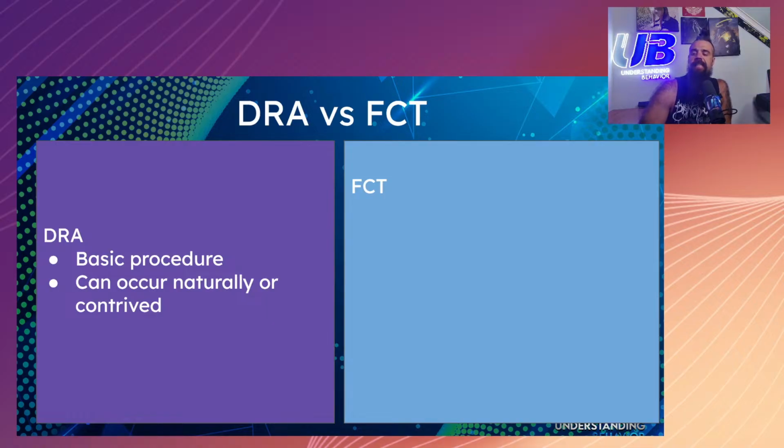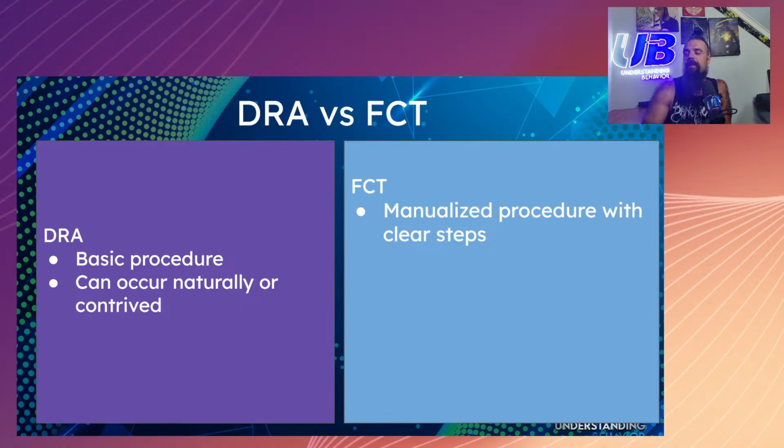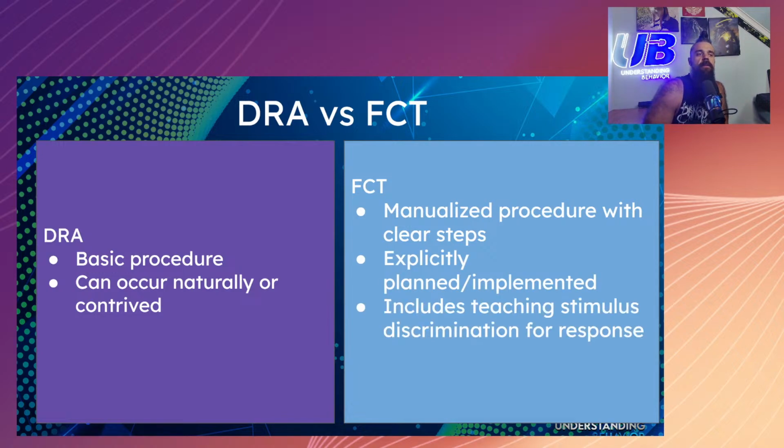When we're talking about FCT, a few key differences here. This is a more manualized procedure with really clear steps. So again, DRA occurs all the time in pretty much every moment of every day for every individual. But FCT is something that is very clearly planned and has these clear steps of phasing in different parts of the procedure. Again, it's explicitly planned or implemented, so it can't really occur in natural situations. We really need to plan this out.